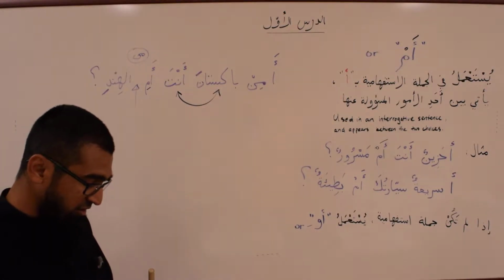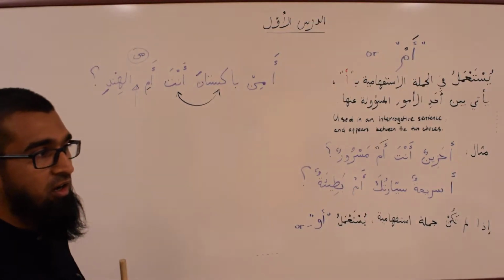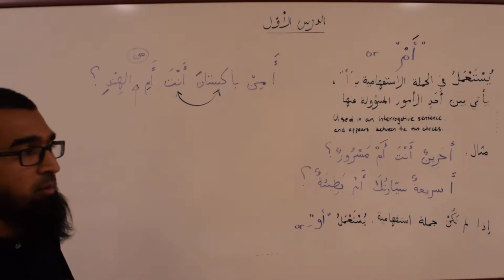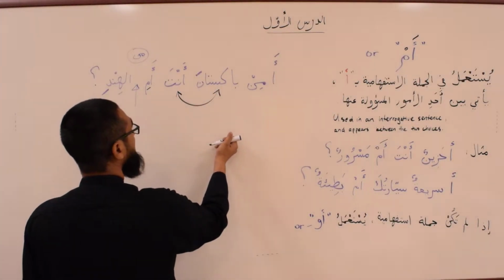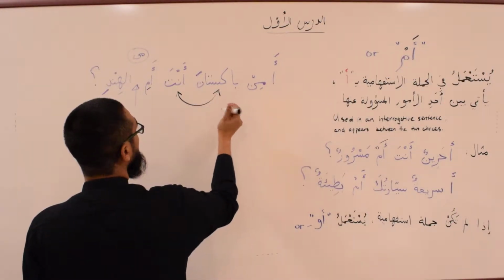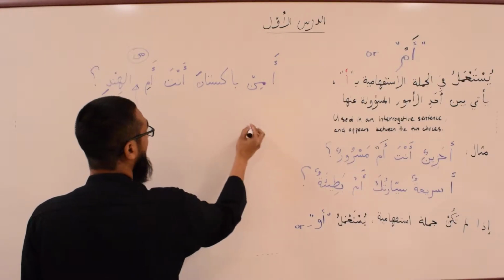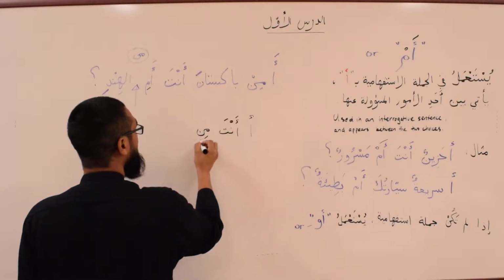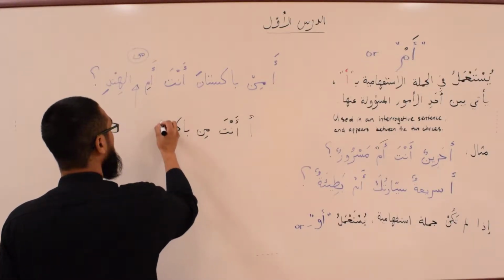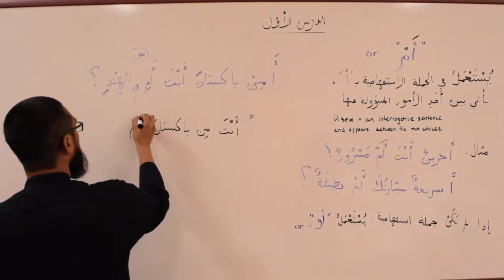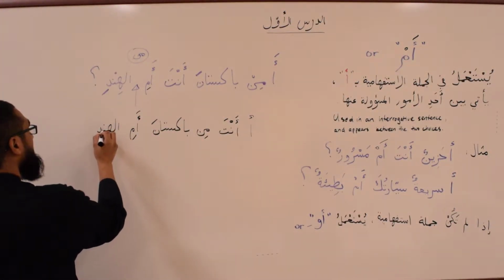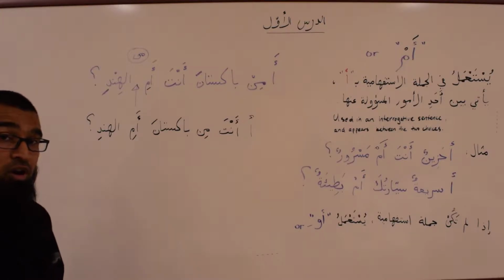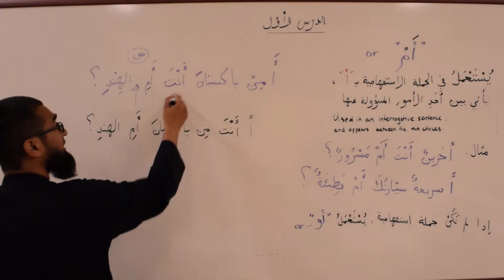However, when I did a little bit of research, I noticed that many grammarians differ. They say that it is acceptable if you put this in front of the next. So if you switch this around and you say anta min Pakistan amil Hind, they say that is fine. However, the book wants you to use this format.